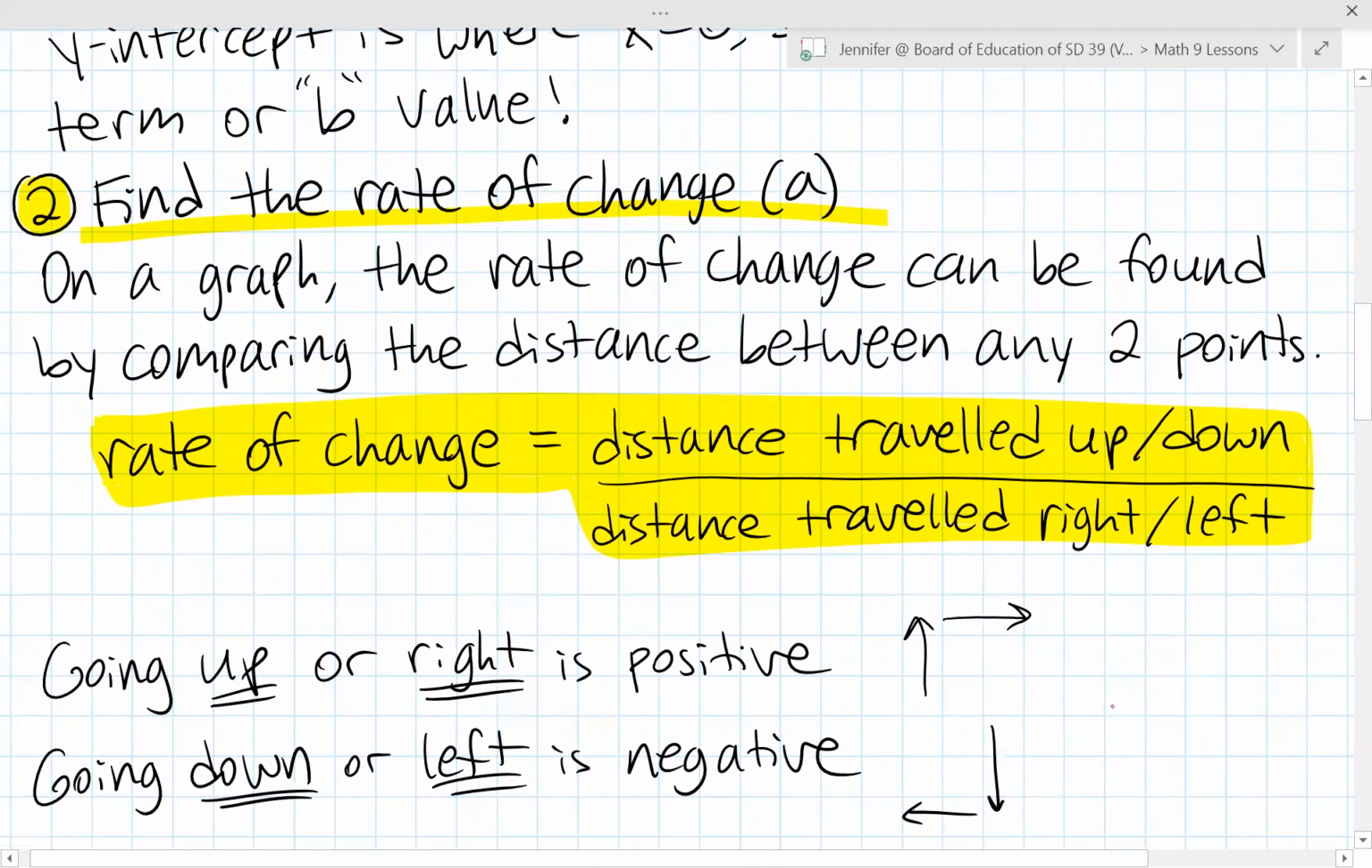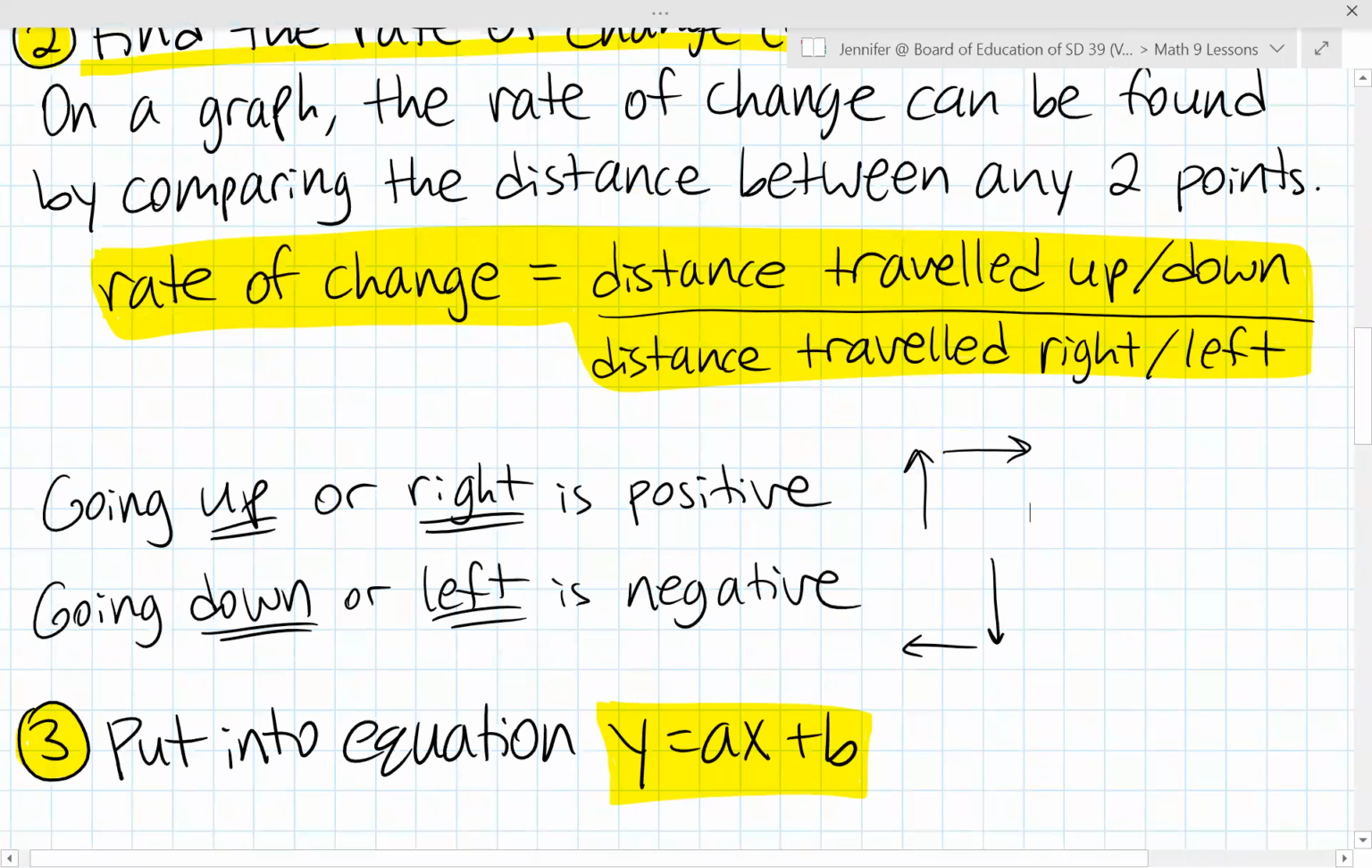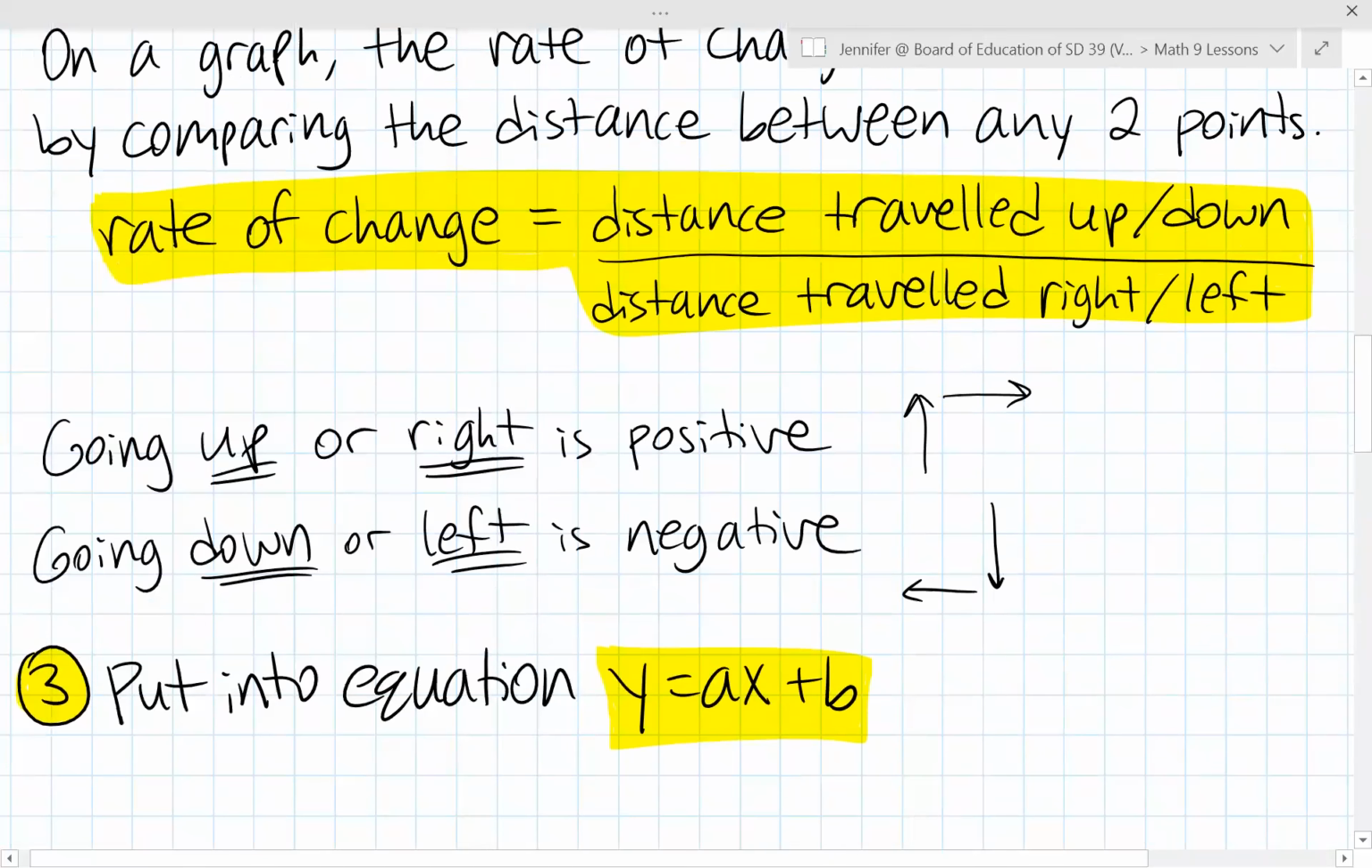If you're traveling between 2 points and you're going up, then that is a positive value. If you're going down, then it is a negative value. If going between 2 points you are going right, then it's positive. And if you're going left, then it's negative. So up and right is positive, down or left is negative. And then we just sub it into our rate of change, and we just put it into our equation.